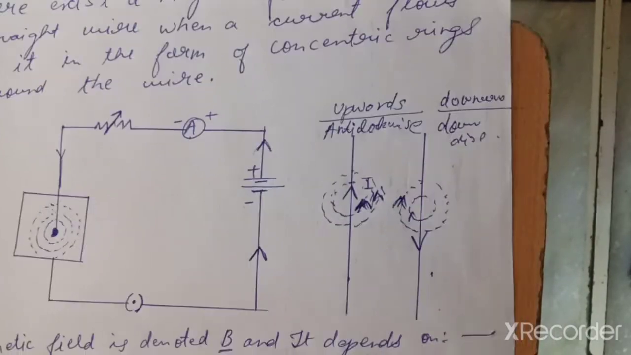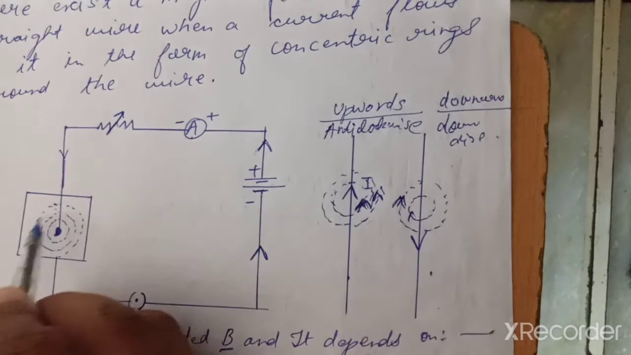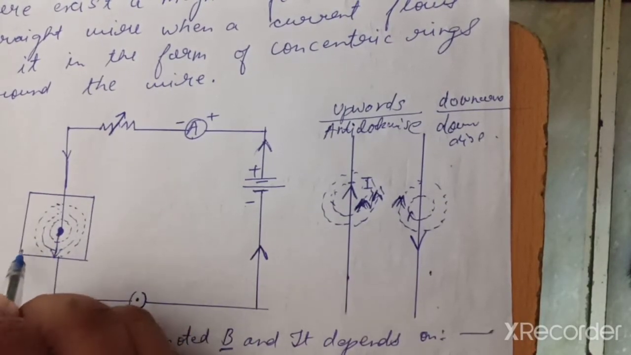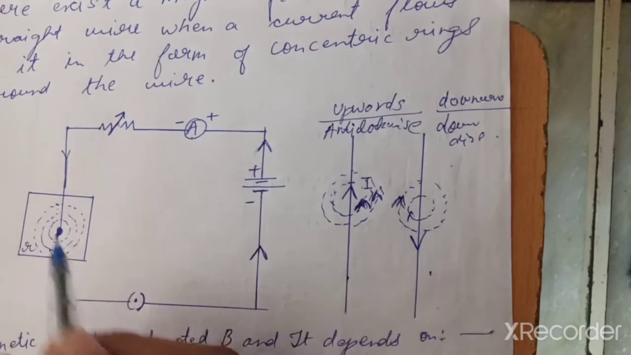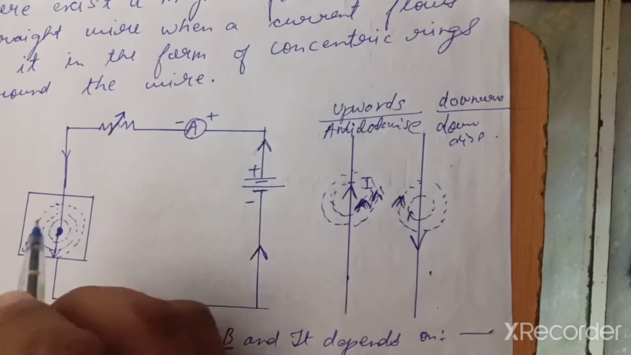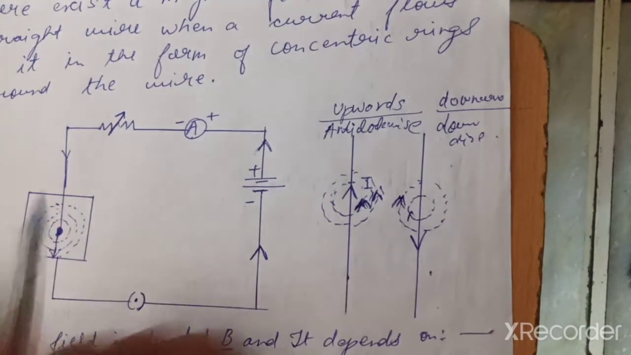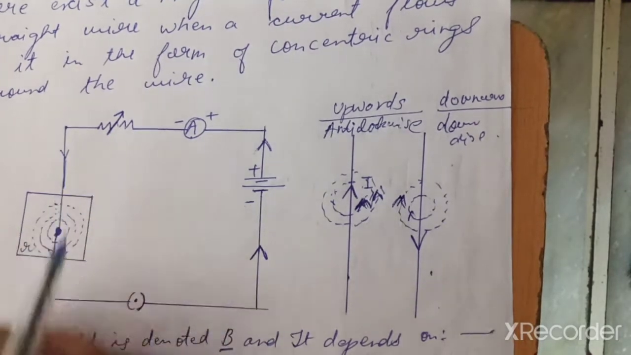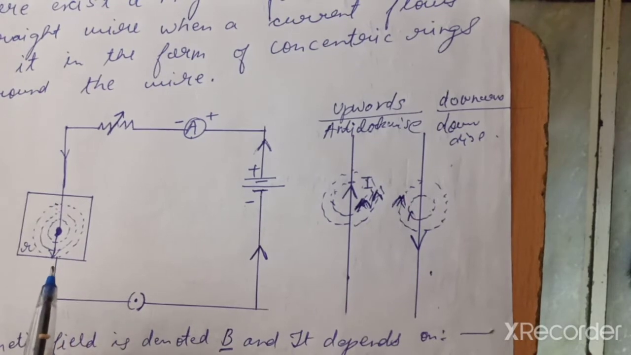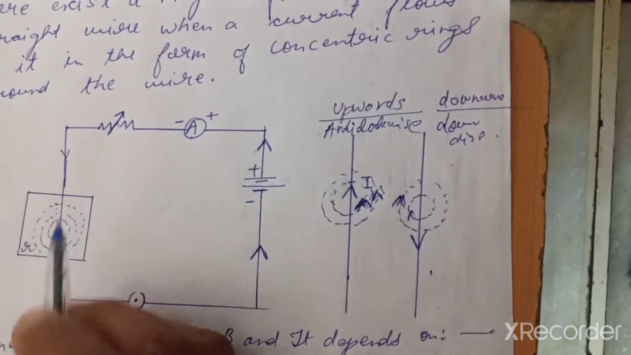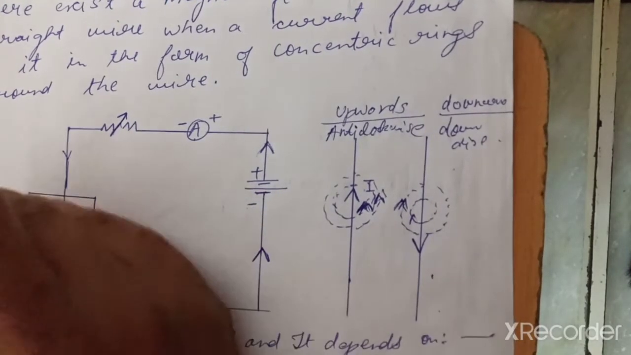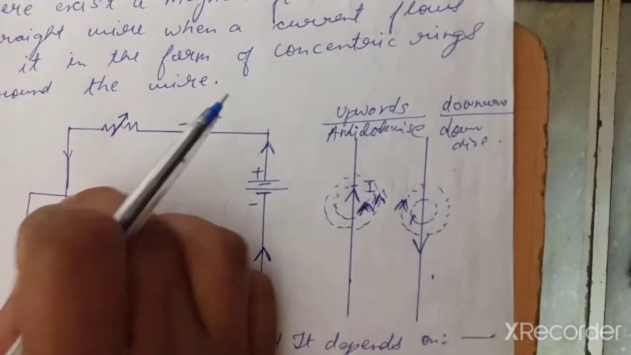Now what does it mean? Suppose these are the magnetic field lines, and suppose the distance here we can consider as R. As we go away from it, the distance goes on increasing, but the magnetic field lines are spreading. It means the strength of the magnetic field goes on decreasing. The magnetic field lines are concentric circles, so as we come away from it, the strength goes on decreasing.